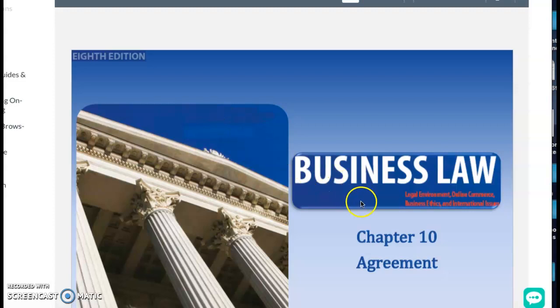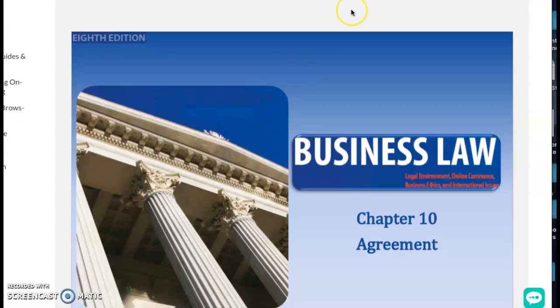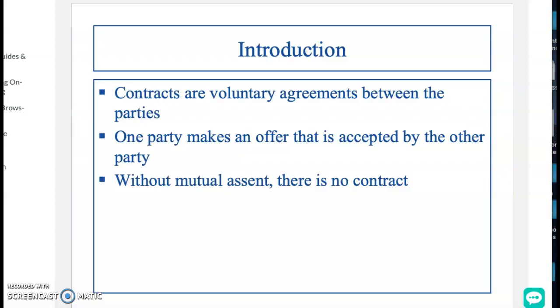And we're into chapter 10. So we're looking at the agreement. These chapters now, as we get through the week, chapter 11, 12, we're going to look at each of the elements of a contract. So the introduction, contracts are voluntary agreements between the parties.